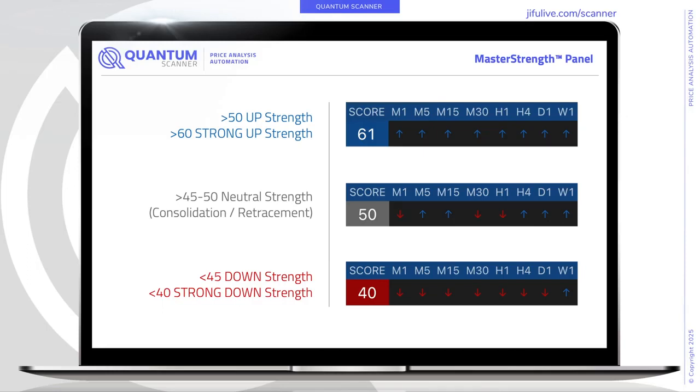The Master Strength panel provides a unique and proprietary strength measure that indicates, on any asset and time frame, the relative strength of the trend. A score of greater than 50 indicates upward strength. A score greater than 60 indicates strong upward strength.